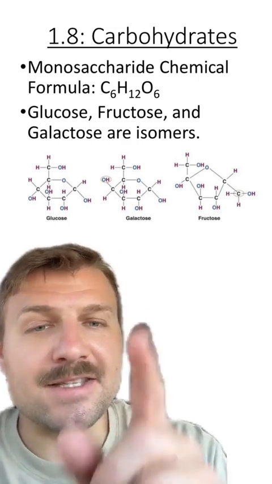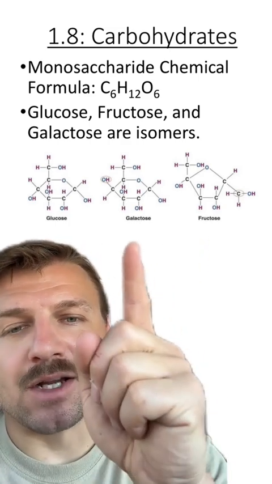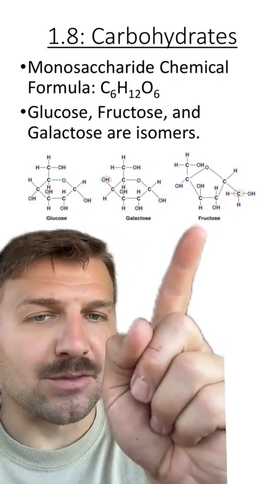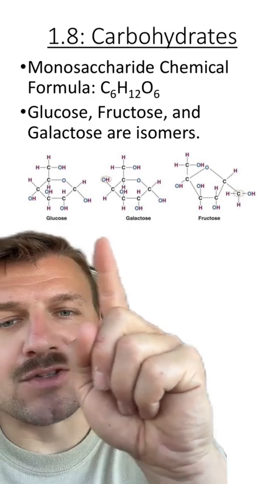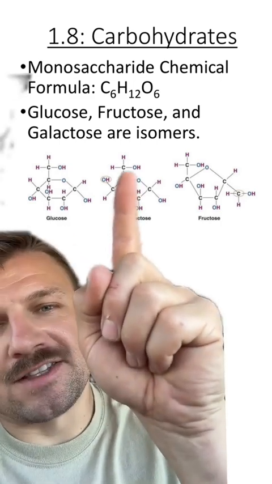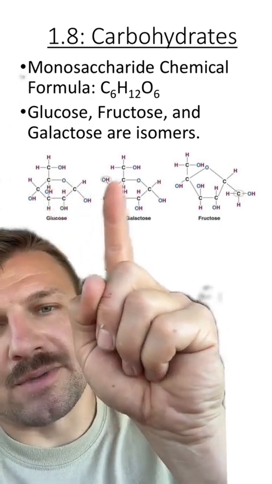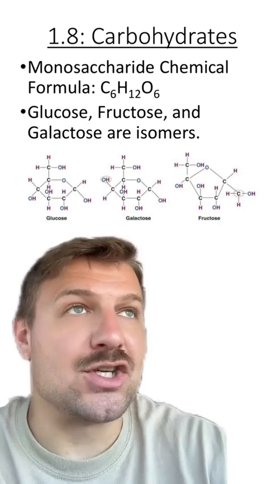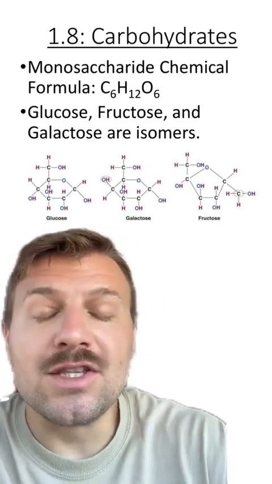Now, you can easily see that fructose looks very different from galactose and glucose. That's because it only has 4 carbons in its ring, where galactose and glucose have 5 carbons, specifically the 6th being above here in this carbon. Fructose is still an isomer. It has the same chemical formula. It just is built differently using those atoms.